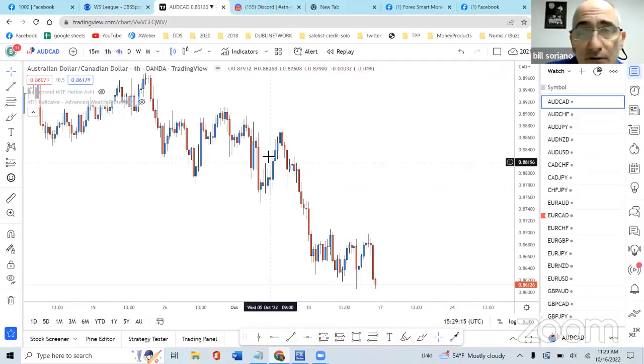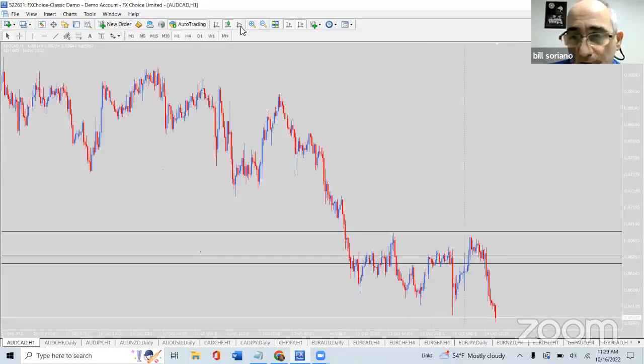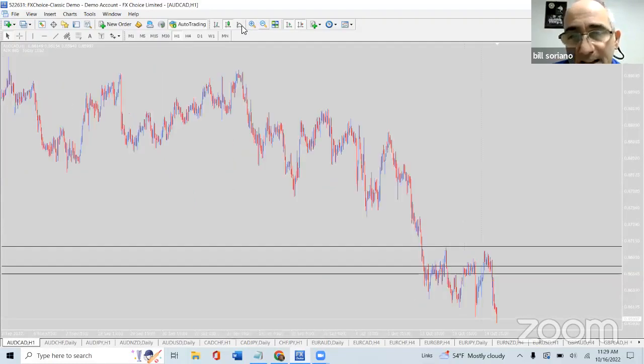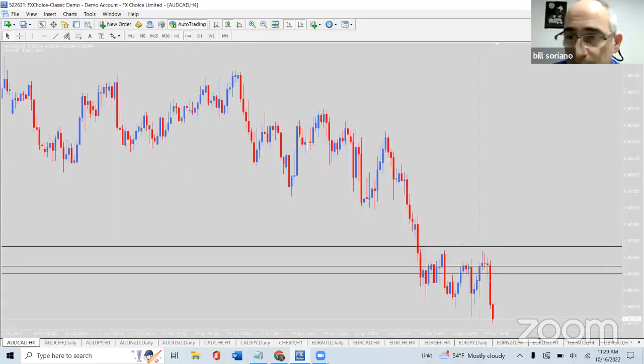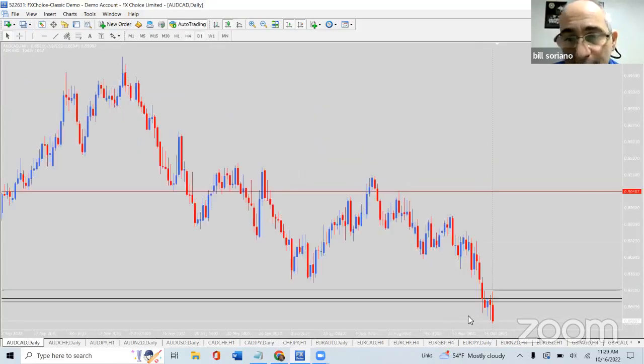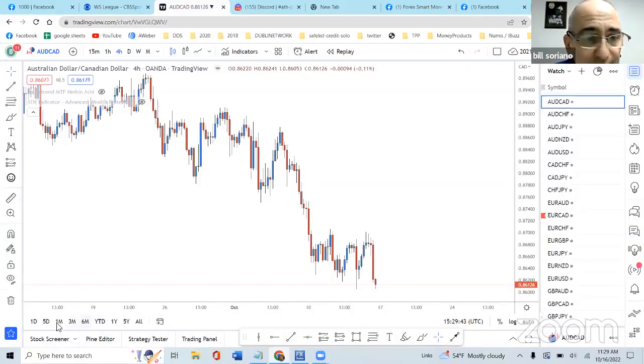Anyway, let's look at the 4-hour chart here. When I look at the trend, I like to do that on MT4 because you're able to zoom in and out a lot easier, and you get a better idea of what the trend looks like. Let's go to the 4-hour here. The 4-hour trend is down. The daily trend is down as well. So we know that we're just looking for sales here on AUD CAD.